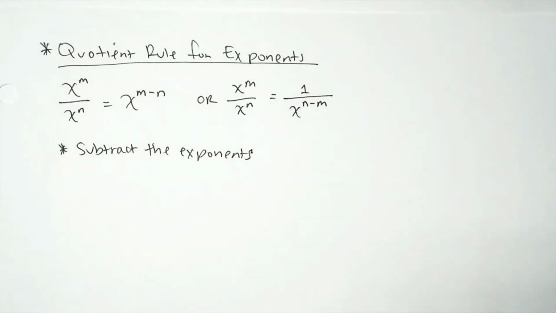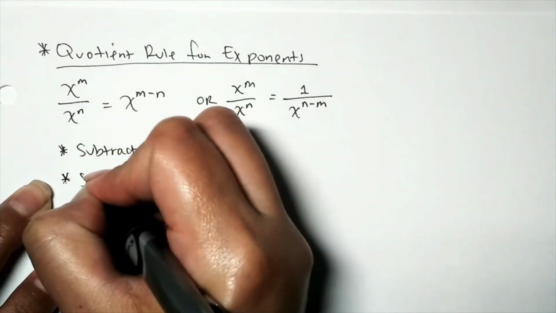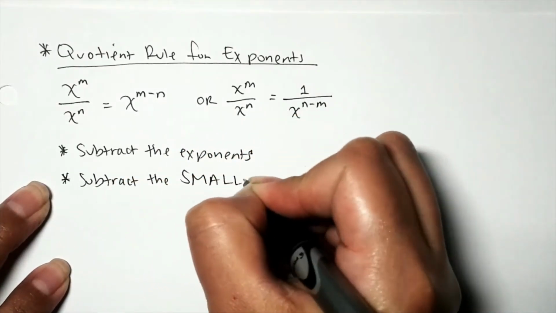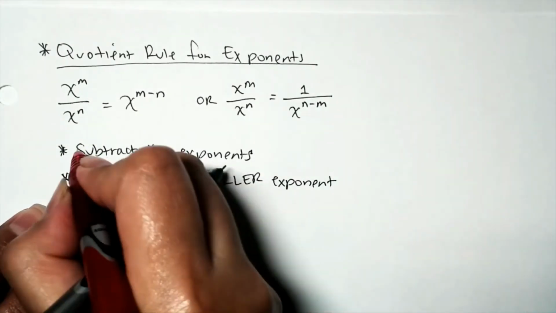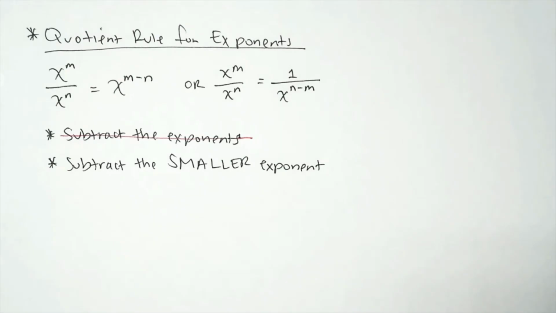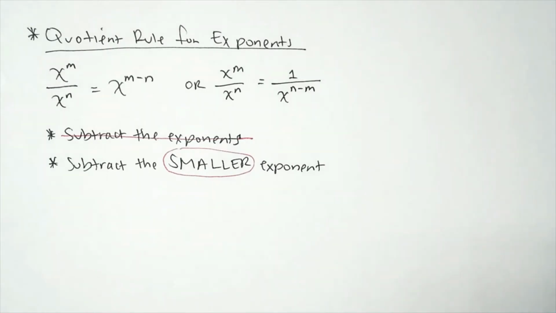Okay, so quotient rule for exponents, how are we gonna handle it? We're gonna keep the base and subtract the exponents. But let's go ahead, update this. Subtract the smaller exponent. Okay, let's go ahead, cross this out. It's not that it's incorrect, but that's in my way. Okay, the reason why I say subtract the smaller exponent is because if you subtract the smaller exponent, then you will avoid having negative exponents in your solution, so that will save you a step. Okay, so let me go ahead, box this.